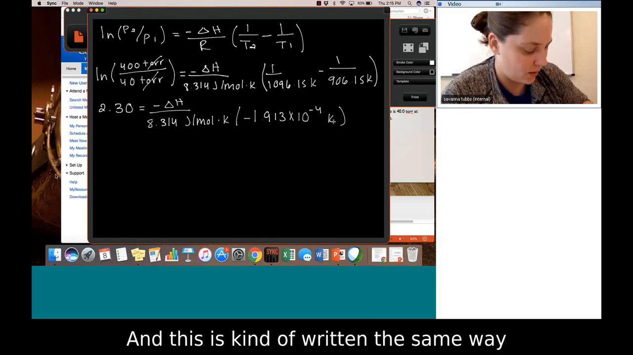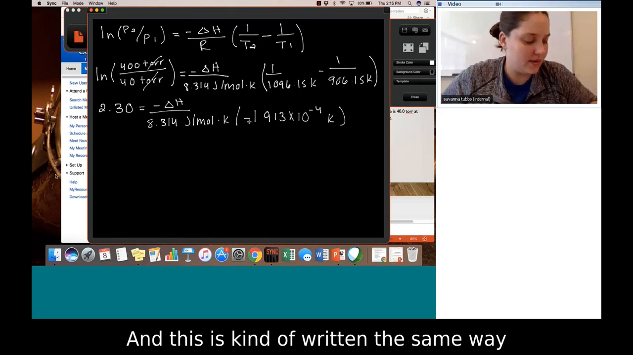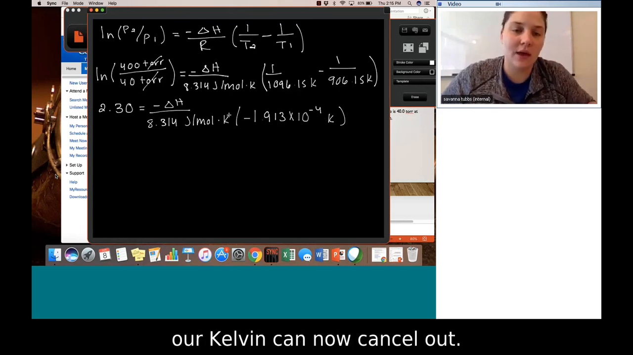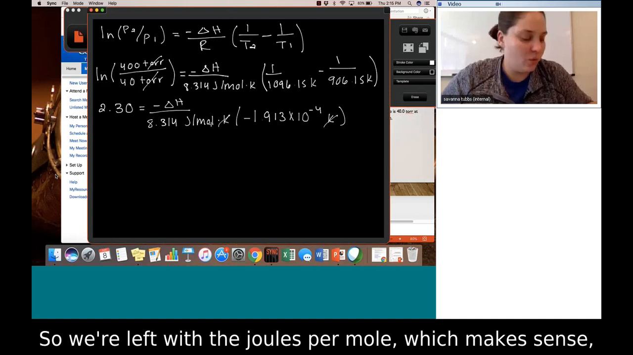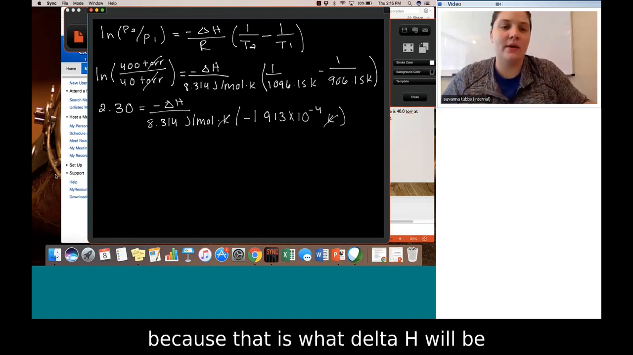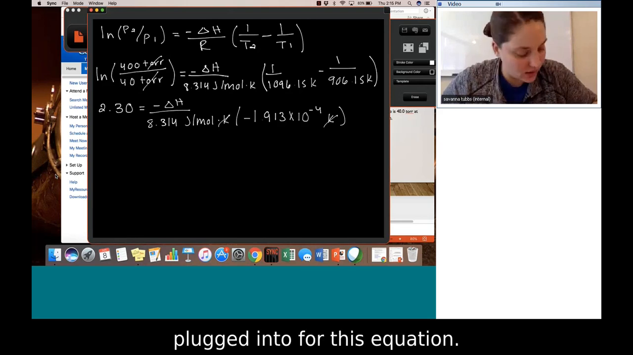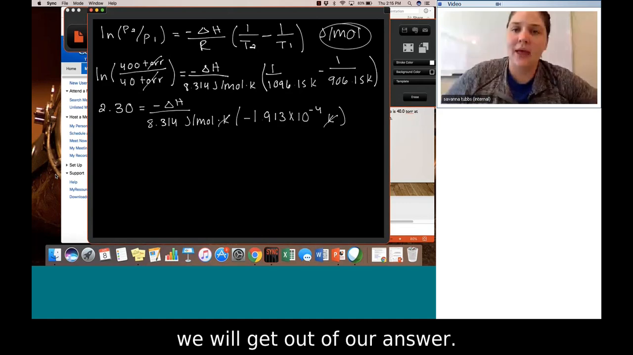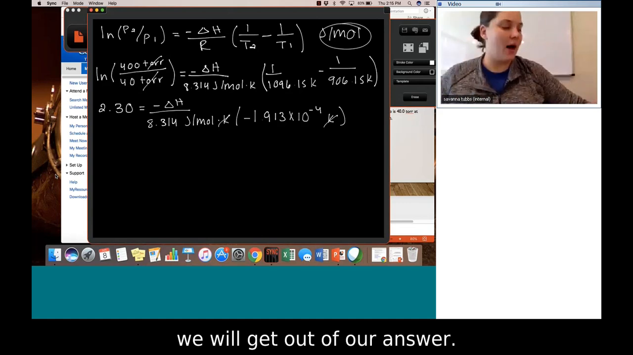And this is kind of written the same way as putting a 1 underneath, which means our Kelvin can now cancel out. So we're left with joules per mole, which makes sense because that is what delta H will be plugged into for this equation. So we'll put joules per mole as our answer.